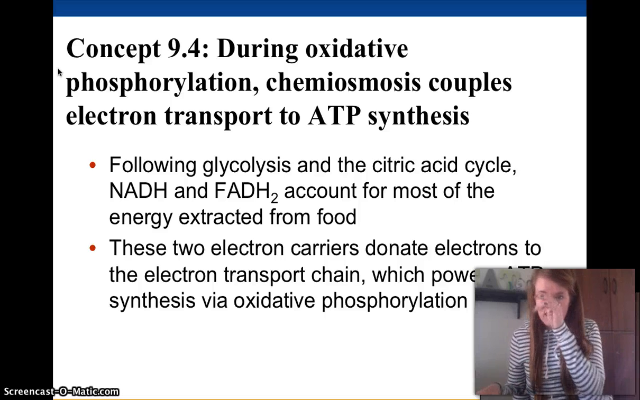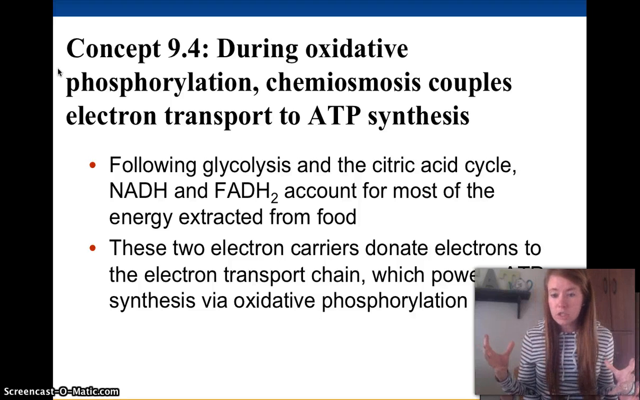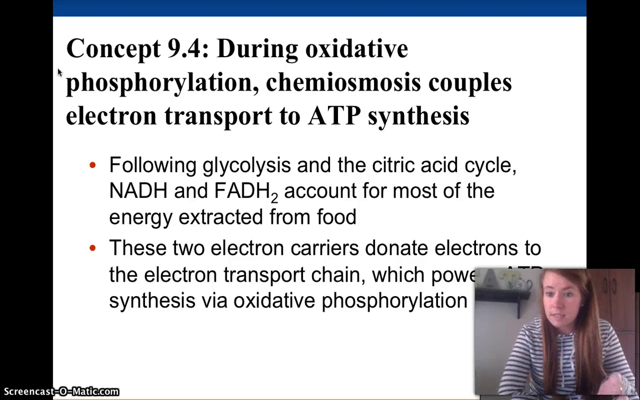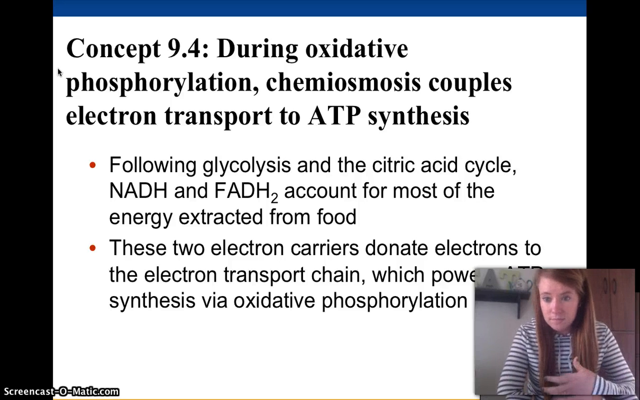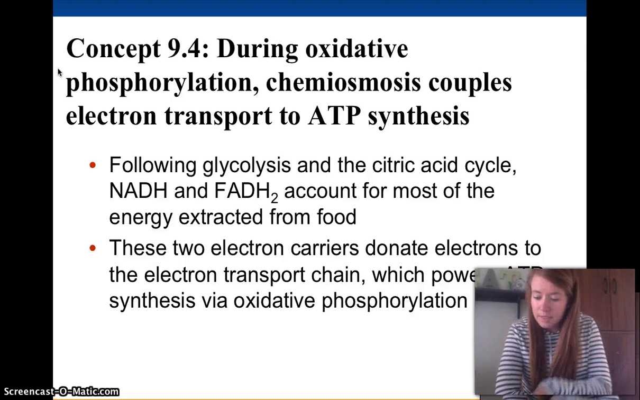So remember that the breakdown of glucose happens really slowly because otherwise it would just be a huge release of energy and our cells wouldn't really be able to use it, just like how if we were to light an entire tank of gas on fire at once, our cars wouldn't go very far, right? We want to slow the release of energy.